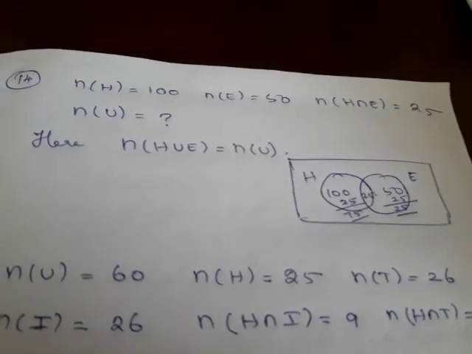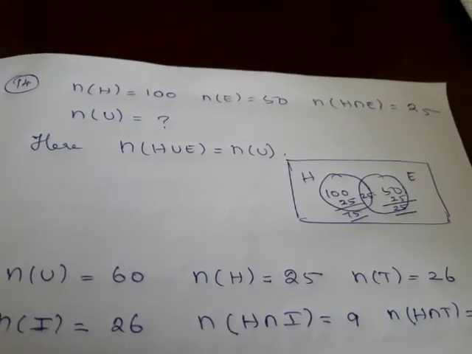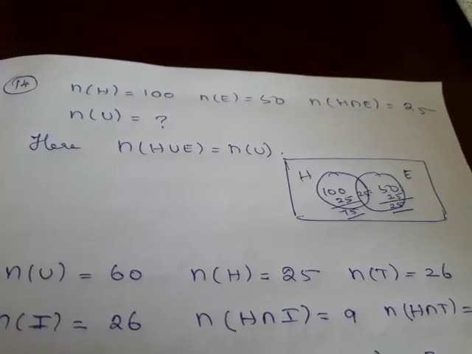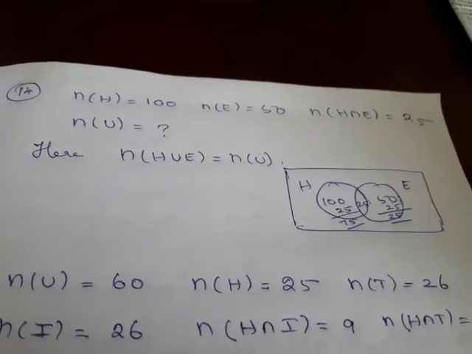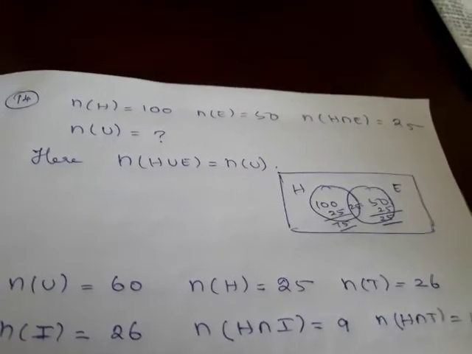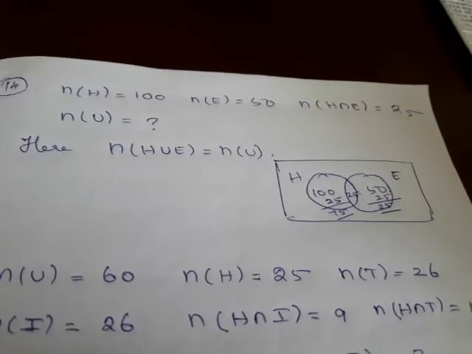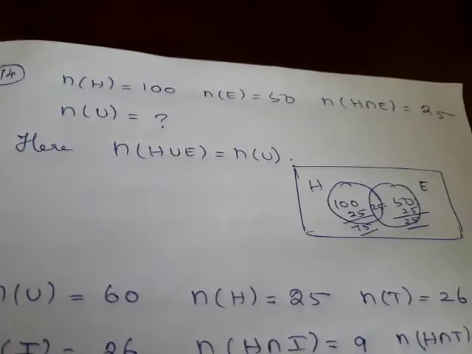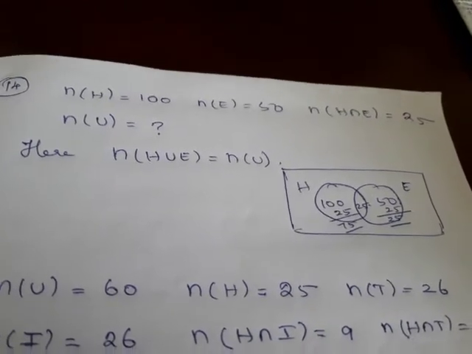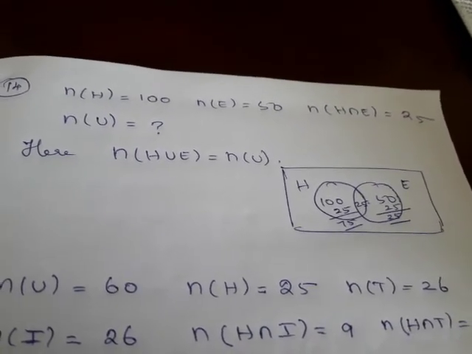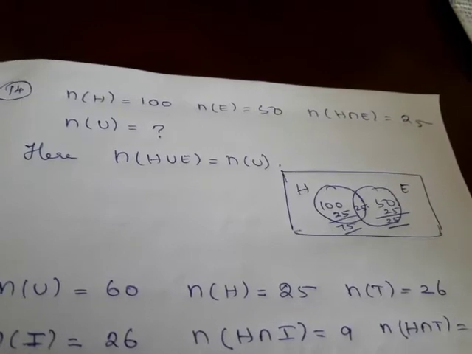In a group of students, 100 students know Hindi. So I have represented N of H as 100, and 50 know English, so N of E is 50, and 25 know both. So N of H intersection E is 25, and each of the students knows either Hindi or English.